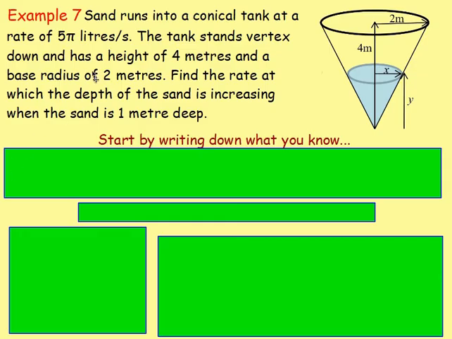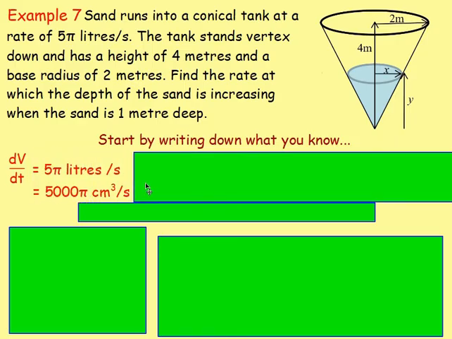And you write that down because if you read this sentence once again, you are told that the sand runs into a conical tank at a rate of 5 pi litres per second. If you think about that 5 pi litres, that's going to be the volume that is in the tank. So because it's talking about the volume and it's changing with respect to time, you can say that as dV by dt, and is equal to 5 pi litres per second. With this, we are best to write our litres in cubic centimetres, so we know that the 5 pi litres is the same as 5,000 pi cubic centimetres.